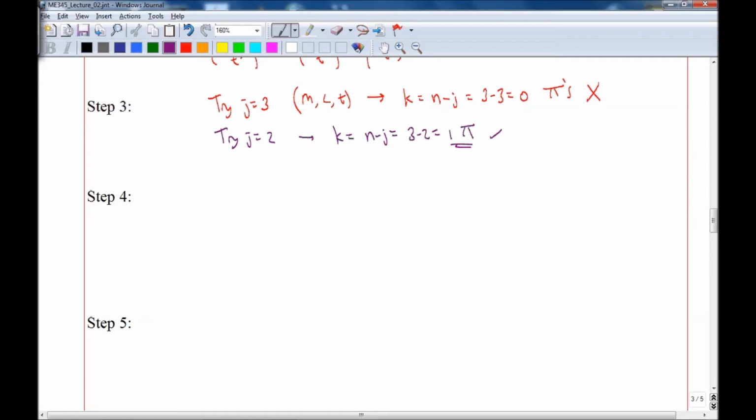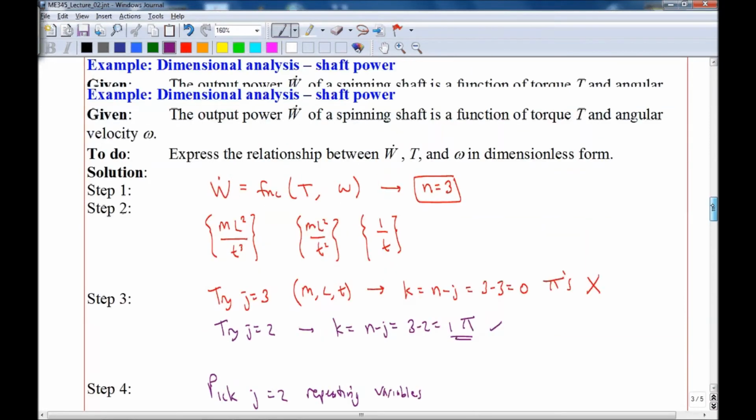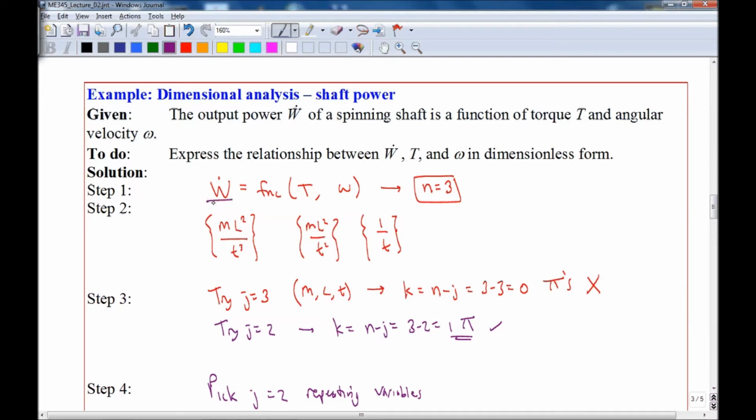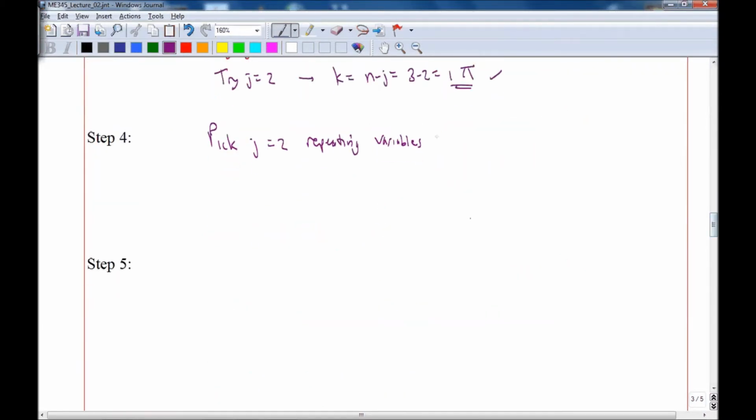Step 4 is to pick the repeating variables. So we pick j equal 2 repeating variables. Remembering our rules, we have to pick 2 out of the 3 that are available, but we can't pick the dependent one, W dot, on the left side, so we really have only one choice. We have to pick the 2 remaining parameters. We pick T and omega.